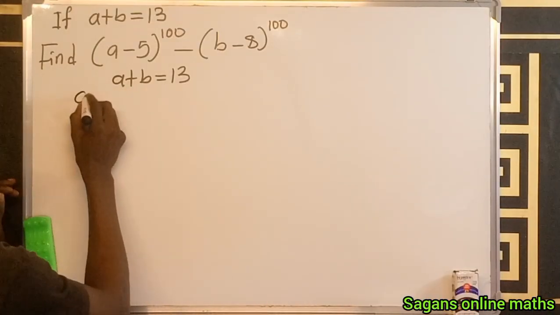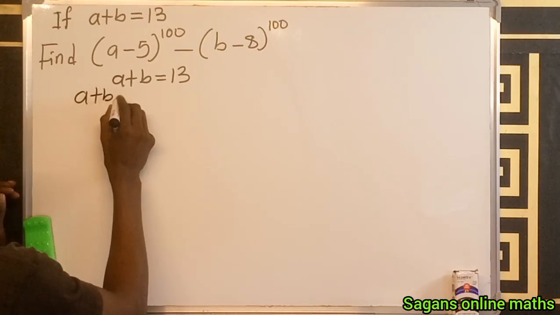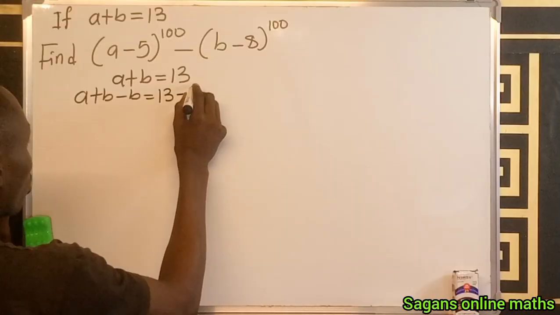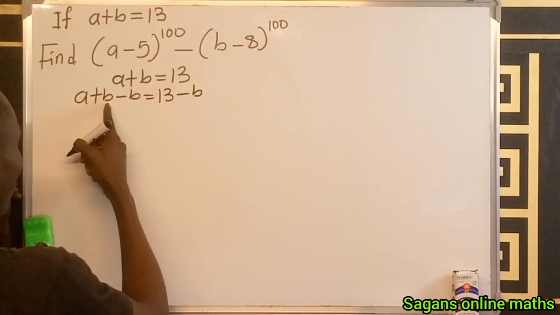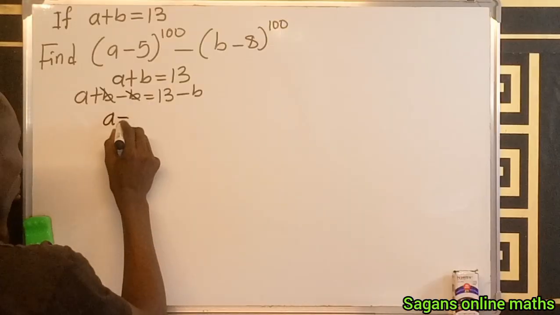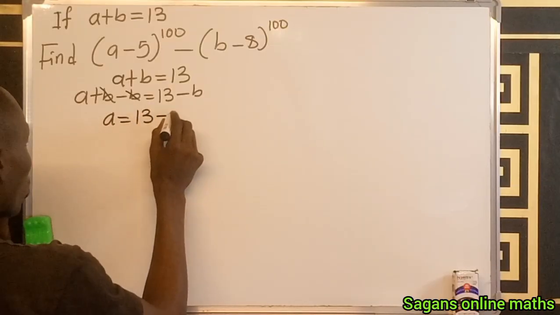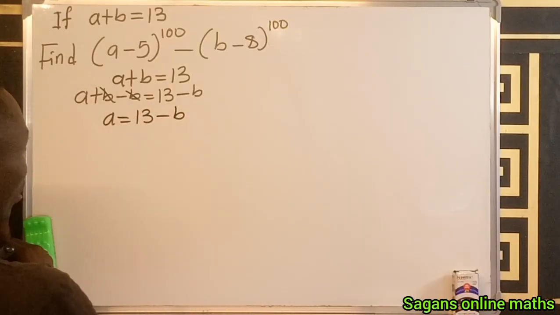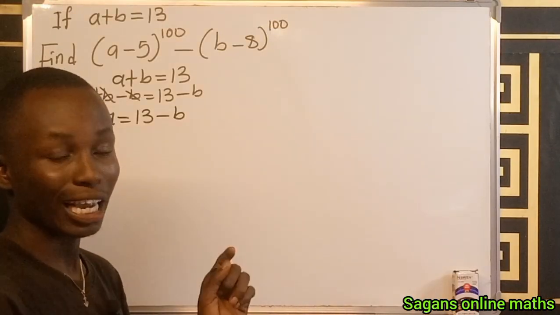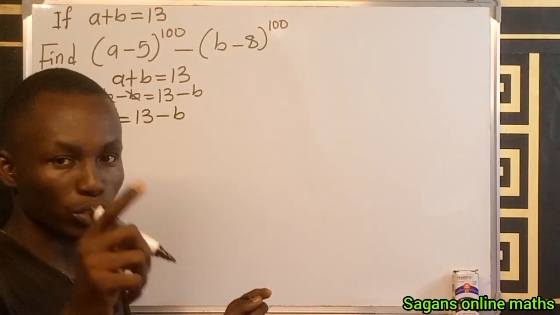By making a the subject of the formula, we have to subtract b from both sides. So that this is a plus b minus b is equals to 13 minus what? B. B minus b is gone because it's 0. We have a is equals to 13 minus b. Okay? Wow, this is amazing. This is pocket genius. I love this. And you love it too.